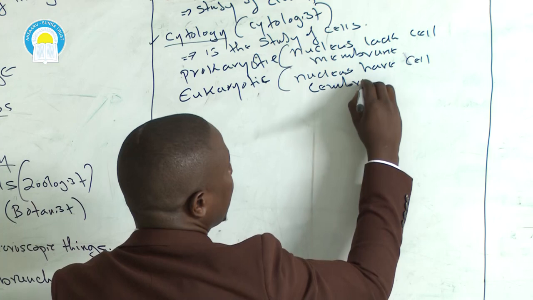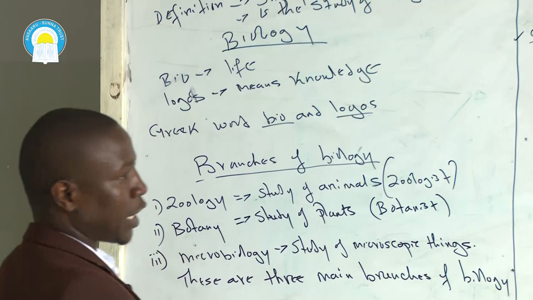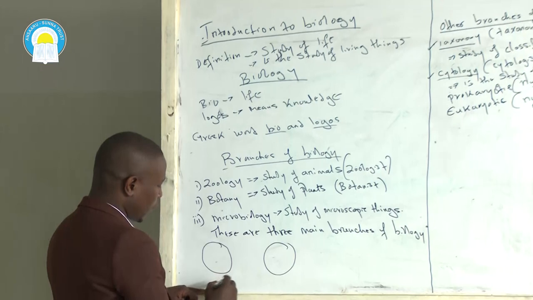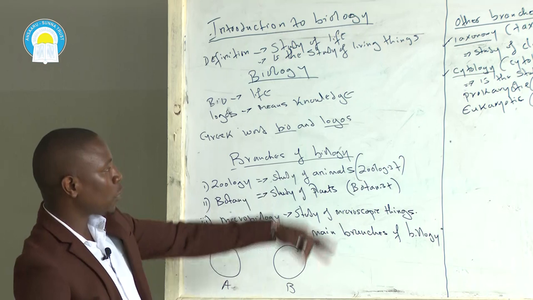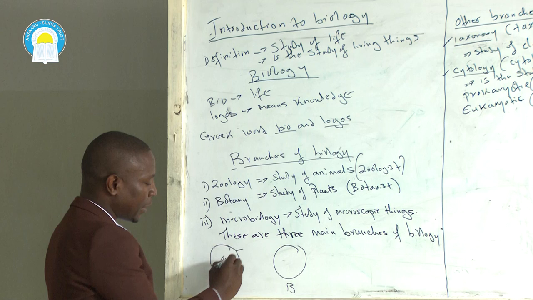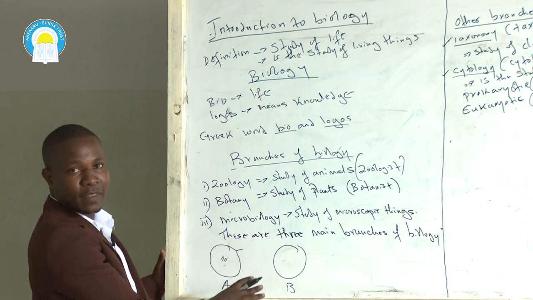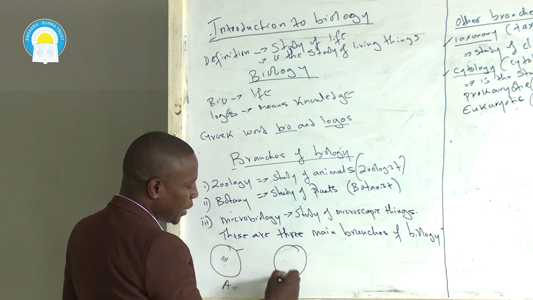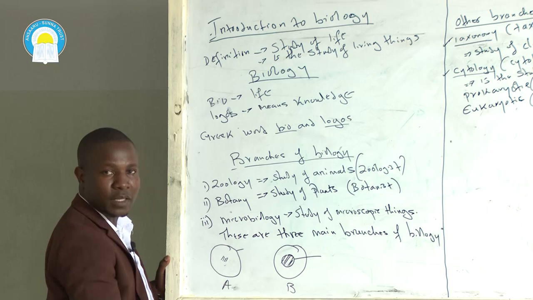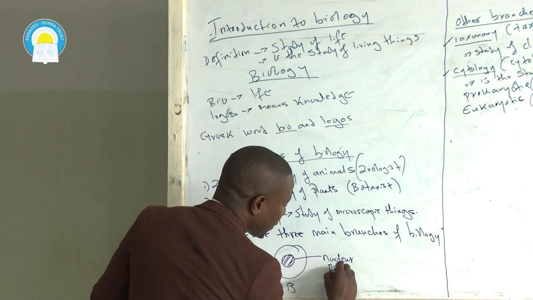I demonstrate it here. When you talk about prokaryotic and eukaryotic, we have two types of cells, cell A and cell B. In a prokaryotic cell, we have a nucleus and a cell membrane, but the nucleus is not enclosed; it is just within the cytoplasm. In a eukaryotic cell, we have a nucleus, and you can see the nucleus is enclosed within a nuclear membrane. This is the nuclear membrane, and this is the cell membrane.